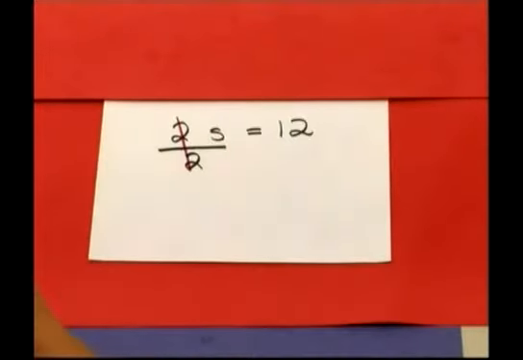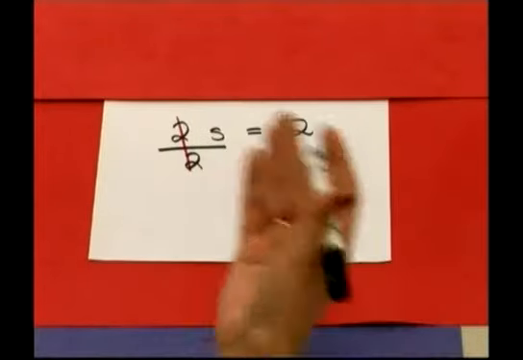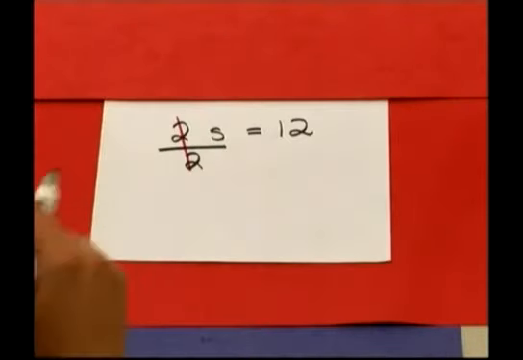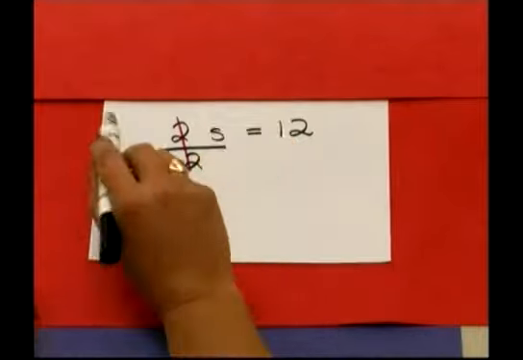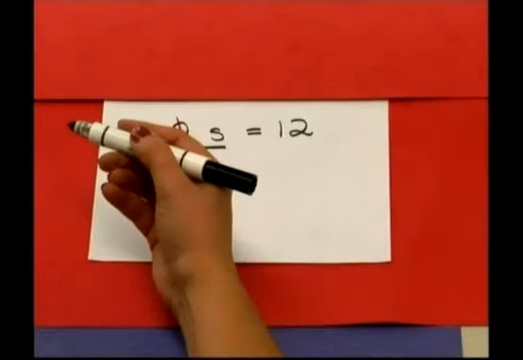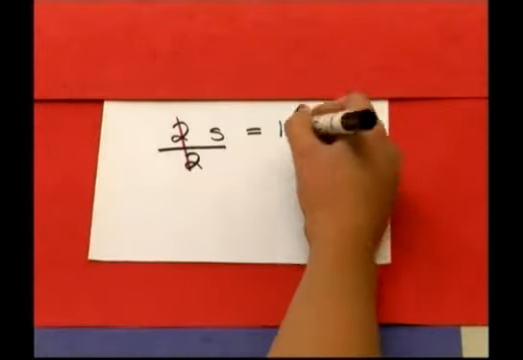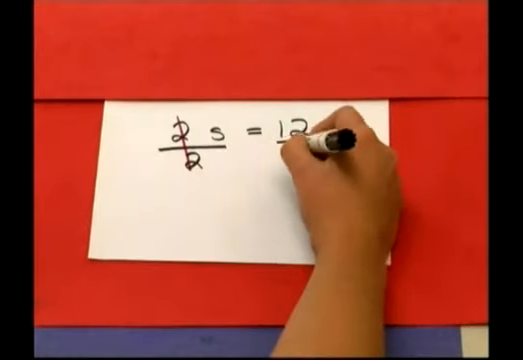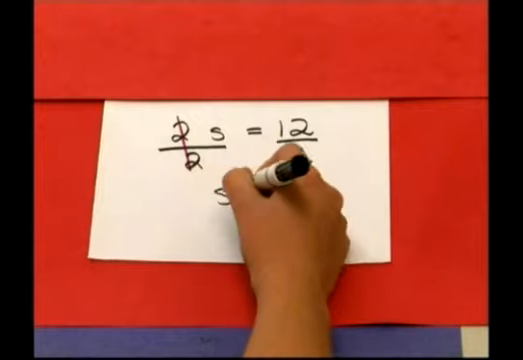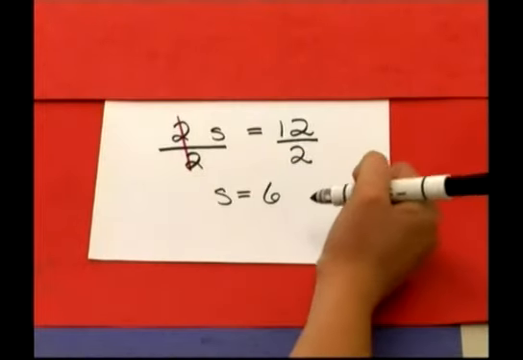2 over 2 is 1. So 1 times s is just s. So s is going to be all alone. Now remember, whatever we do to one side of the equation, you have to do to the other. If we divided by 2 over here, we have to divide by 2 over here. And we're left with s equals 6.